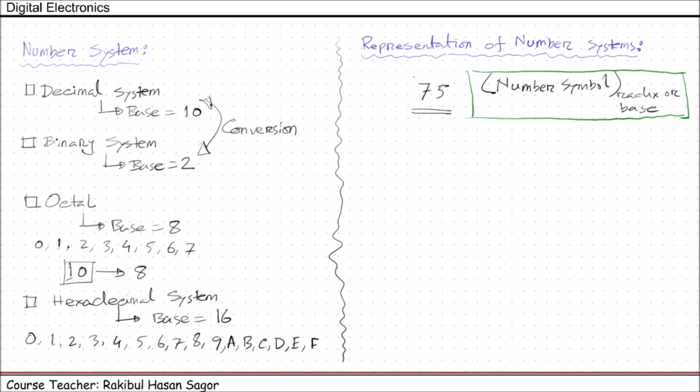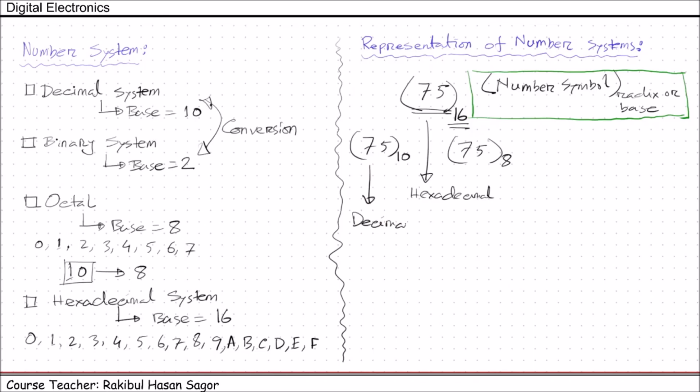Now if we write this 75 and if we write 16 here, what type of number is this? This is hexadecimal because the base is written here. Again, the same number 75 we represent in this way, so this is a decimal number. Again, the same number if we represent in this way, then the same number is an octal number. So this is hexadecimal, this is decimal, and this is octal.